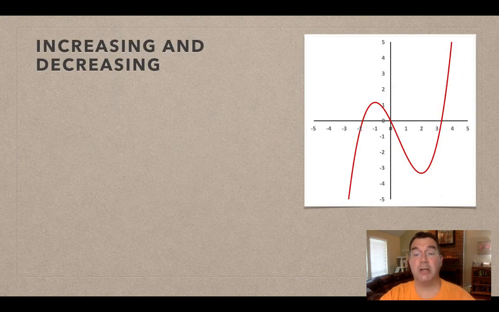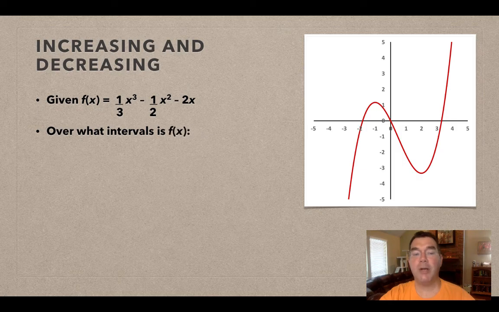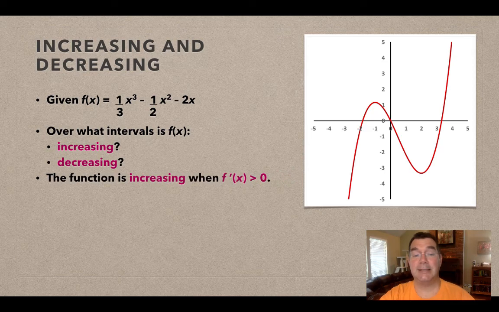So let's get started. To kind of cheat a little bit and show you what's going on, I've given you a graph and I'm going to give you the function for that graph. The function is 1/3 x cubed minus a half x squared minus 2x. Okay, so I want to know over what intervals is that function increasing and over what intervals is it decreasing. All right, well, I could easily read that from the graph, but let's pretend that I didn't have the graph right now and continue on.